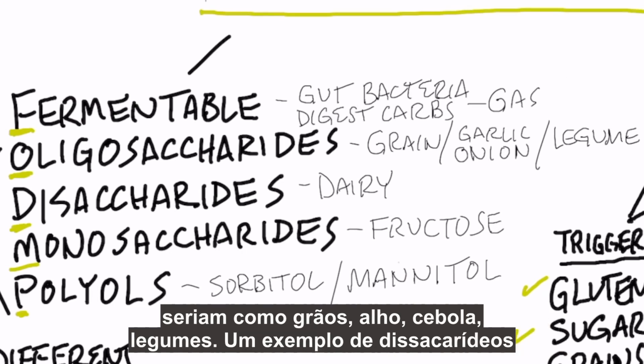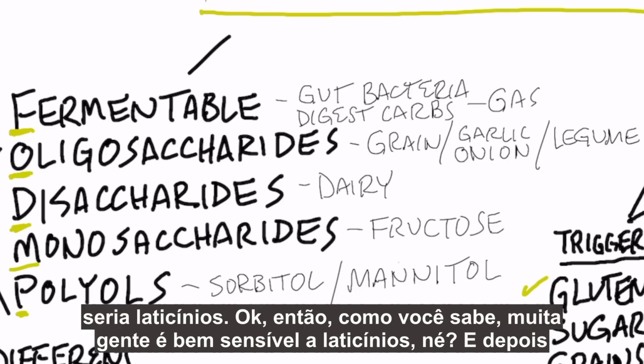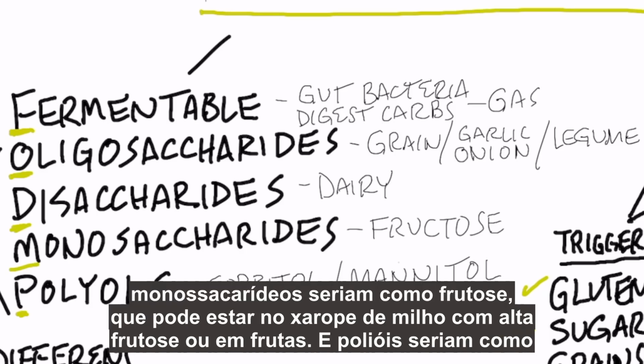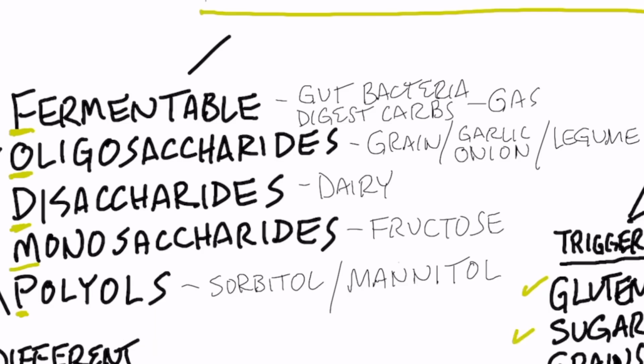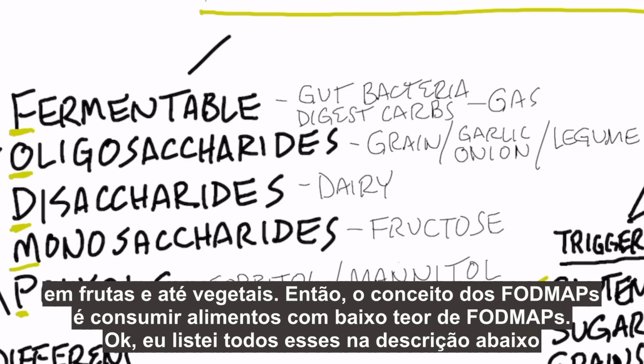Oligosaccharides, that would be like the grains, that would be garlic, onions, legumes. An example of disaccharides would be the dairy, okay? So as you know, a lot of people are real sensitive to dairy, right? And then monosaccharides would be like fructose, and that could be like in high fructose corn syrup or fruit. And then polyols would be like the artificial sweeteners like sorbitol, mannitol. But these two compounds, sorbitol and mannitol, are also, to a certain degree, in fruit and even vegetables.